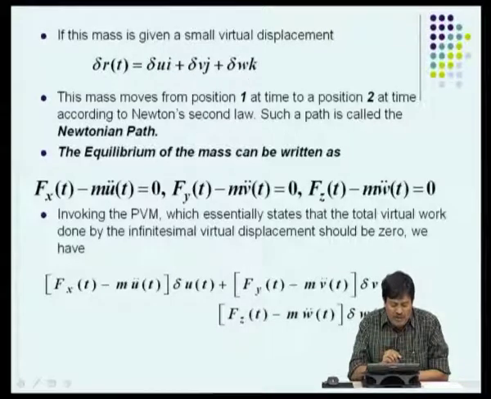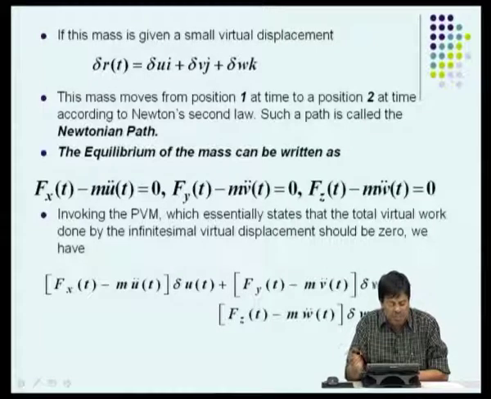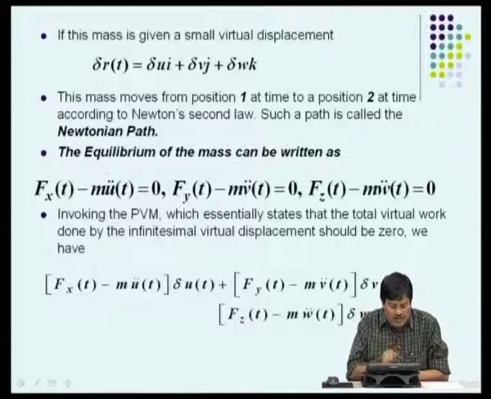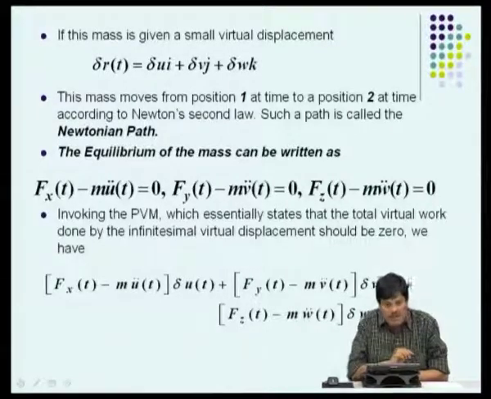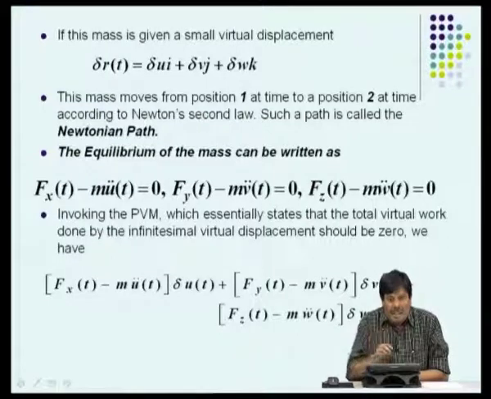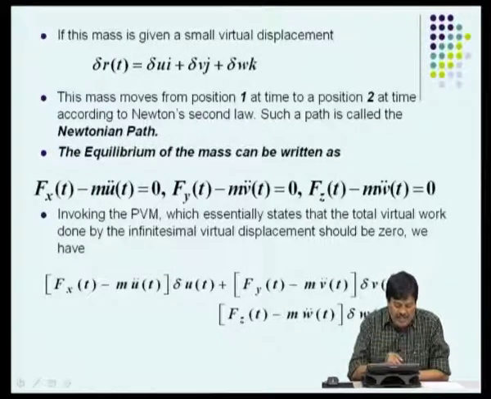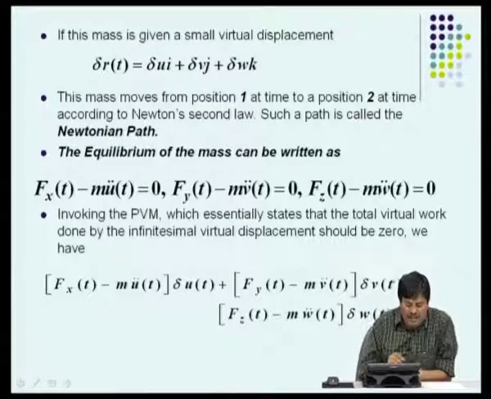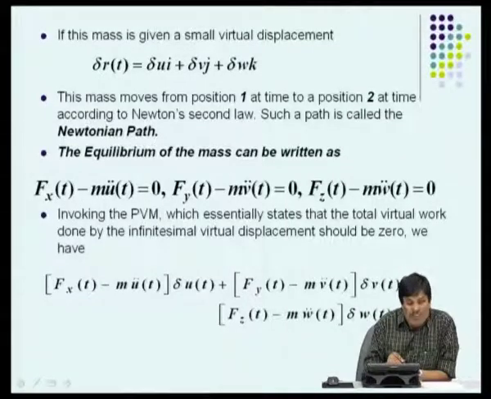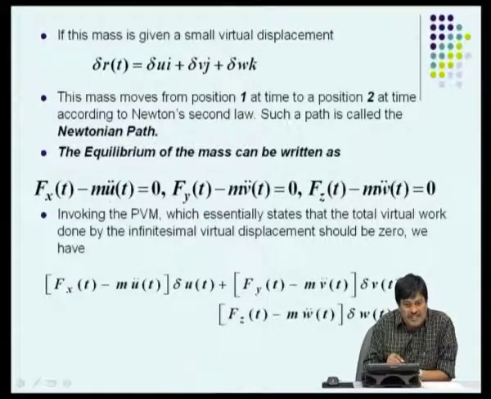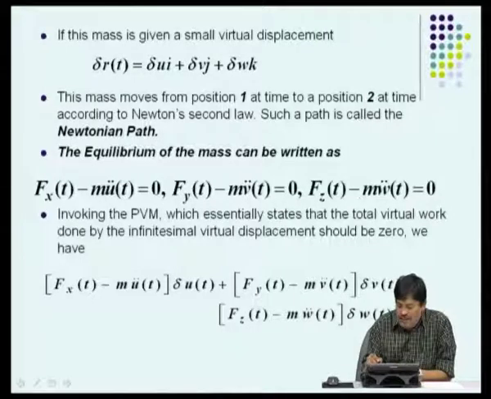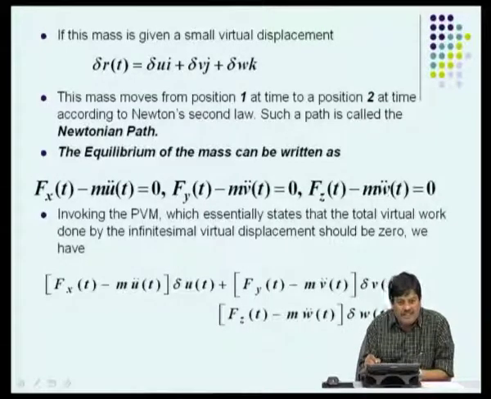So, when doing so, the mass moves from position 1 at time t1 to position 2 at time t2 according to Newton's second law, and such a path is called the Newtonian path. If you write the equilibrium of the mass in these three directions, by Newton's second law, F is equal to mass times acceleration. u is the displacement in x, so u double dot is the acceleration in the x direction, v double dot in the y direction and w double dot in the z direction. So, Fx has to balance each of these.